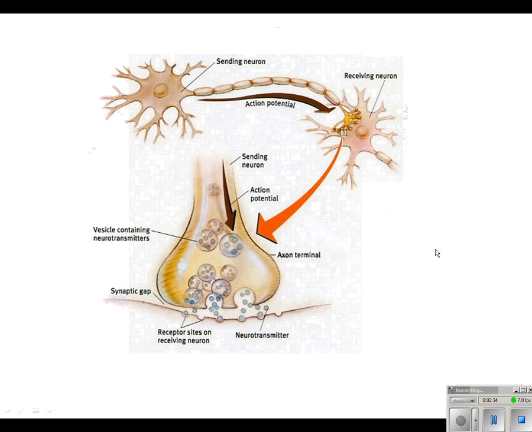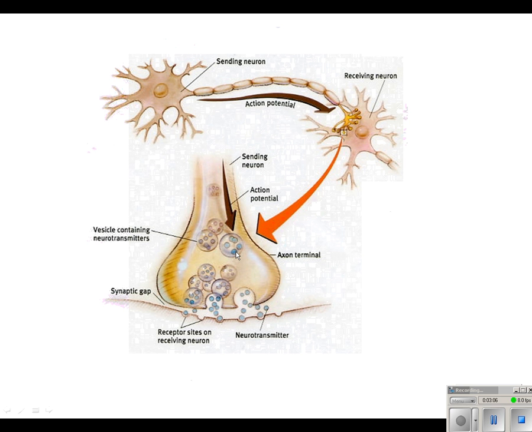Let's talk about how a message is actually transmitted. If this is our neuron, all right, this is one neuron or one nerve cell, and then this is the second neuron here. The message, like I said, is going to move from the dendrites down the axon, through the axon terminals to the next neuron across the space, the synapse. At the end of the axon is the axon terminals, and these terminals are going to contain vesicles that have neurotransmitters. A neurotransmitter is a chemical that's going to carry a specific message.